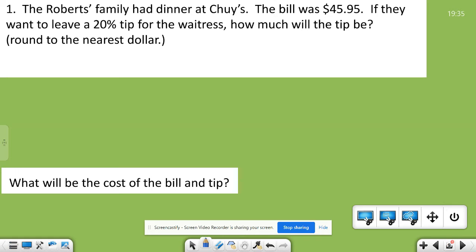All right, so this is what you're going to see, and this is how you're going to calculate this. The Roberts family had dinner at Chuy's. The bill was $45.95. If they want to leave a 20% tip for the waitress, how much will the tip be? Well, before I get into this, let's talk about percent proportion. We've had percent proportion where you've set up one side with your percent and your 100, and over here you've got is over of, part over whole.